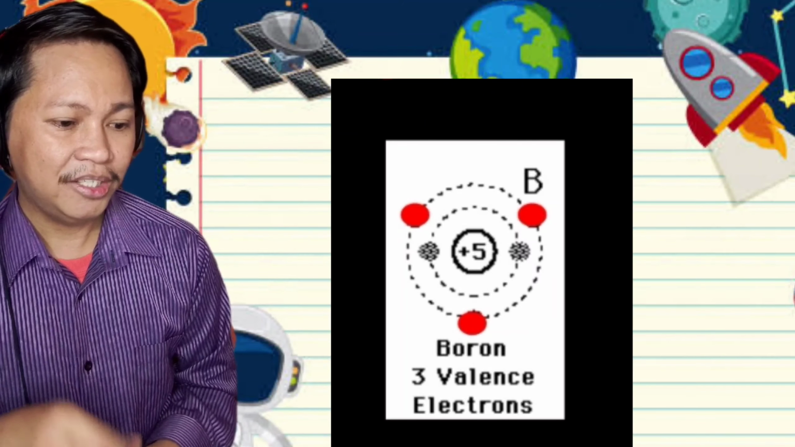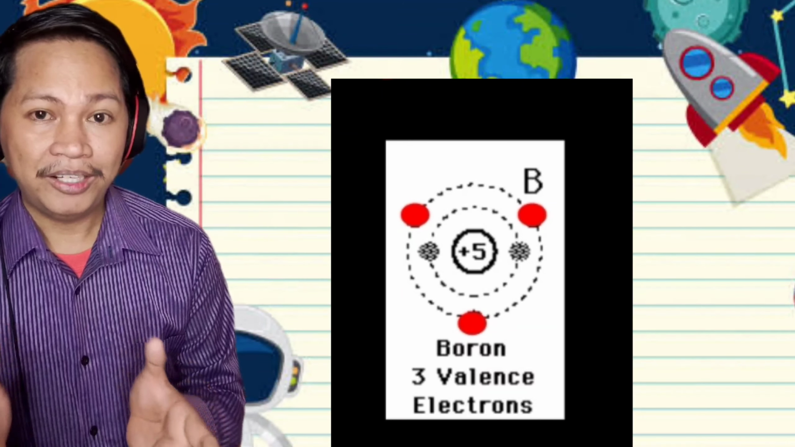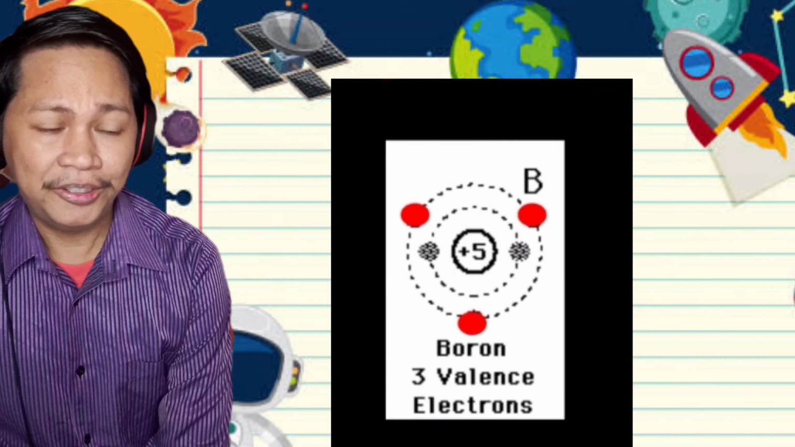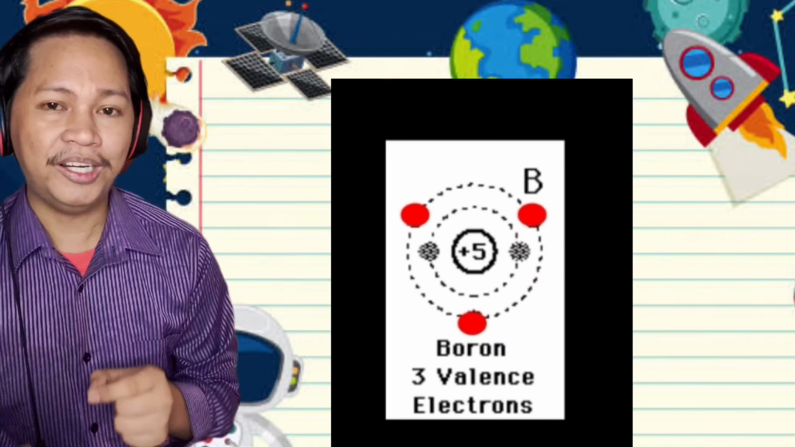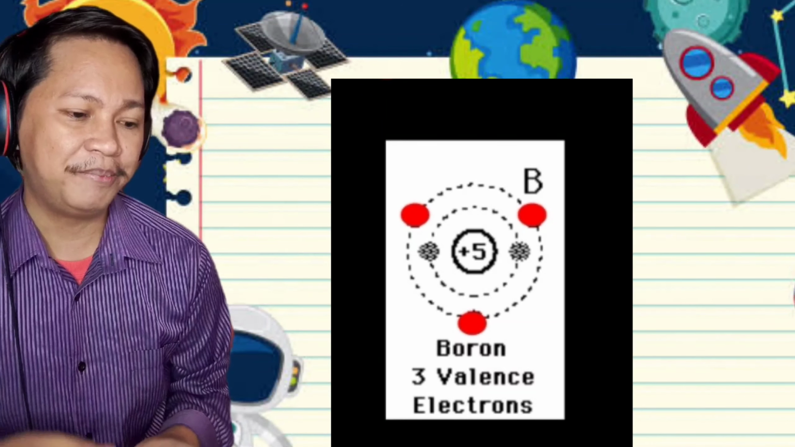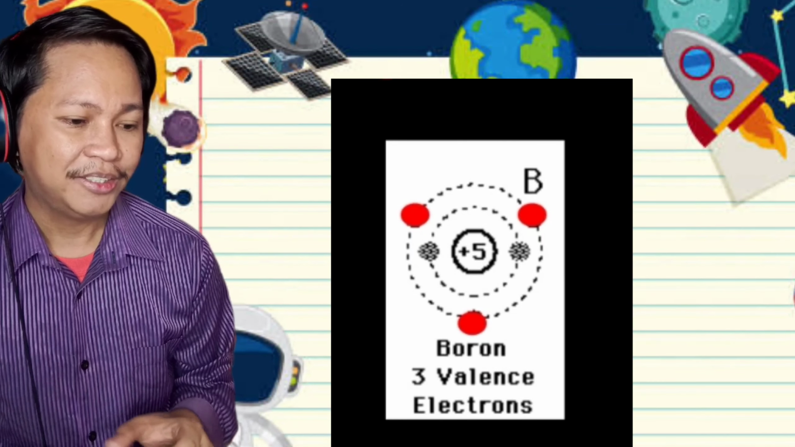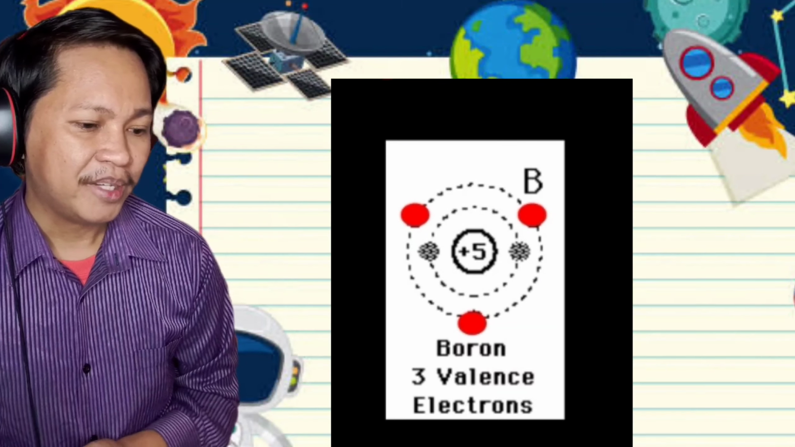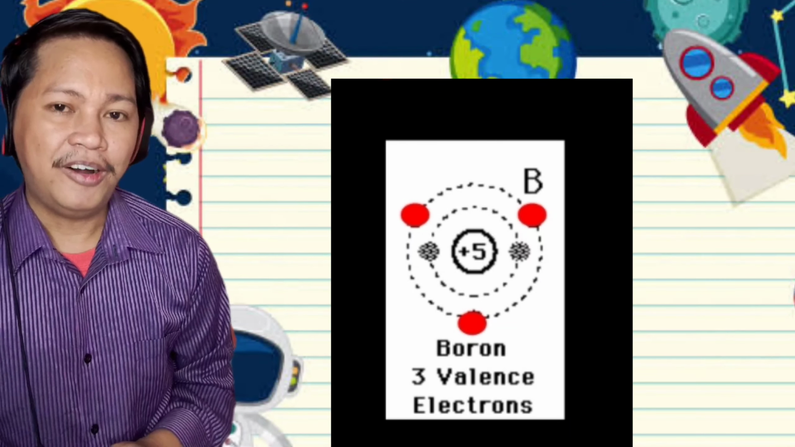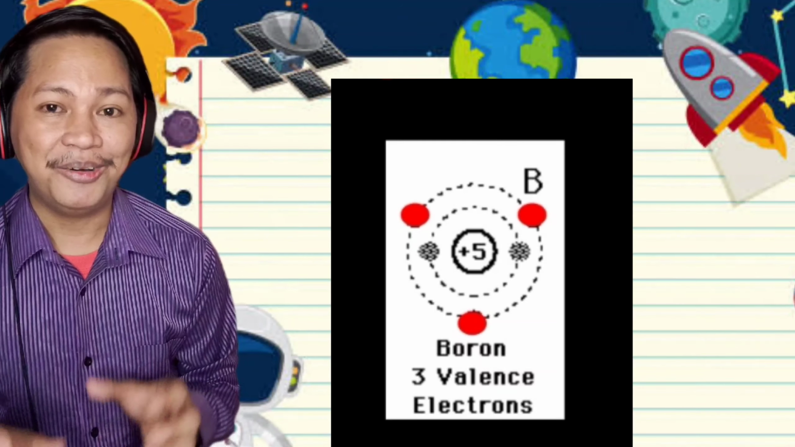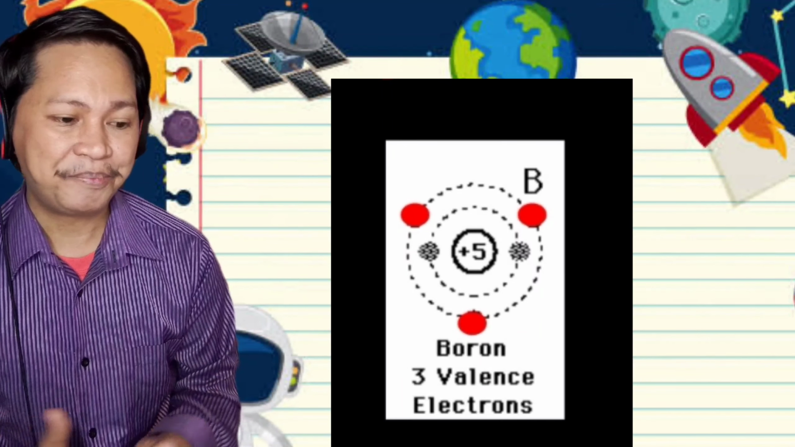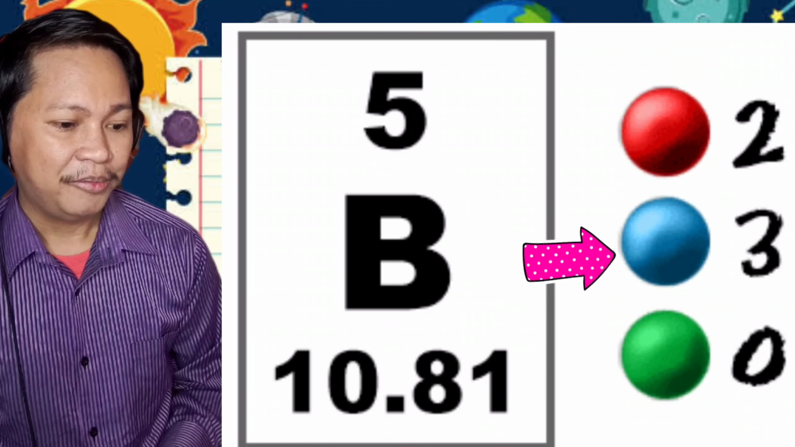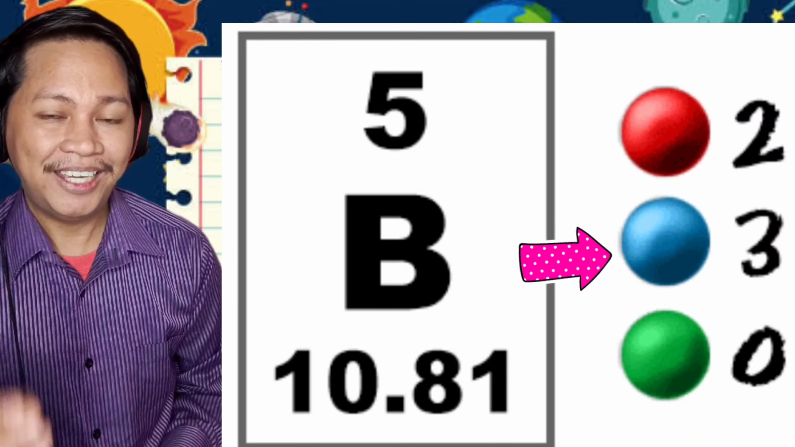Now notice the second shell, we have 3 dots. Now my question is, what are these 3 dots for? If we're going to add the electrons, for example, we have 2 plus 3, so therefore it has 5 electrons. Now those 3 dots found in the outer shell are valence electrons. In summary, in the boron atom, we have 3 valence electrons.